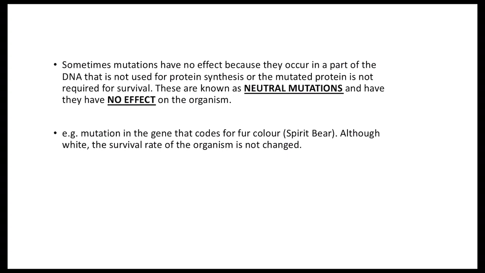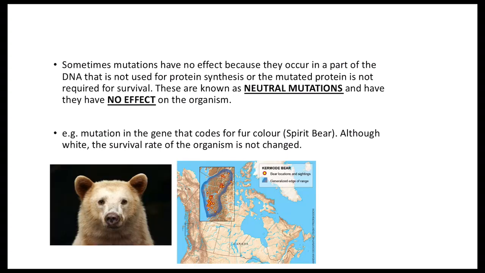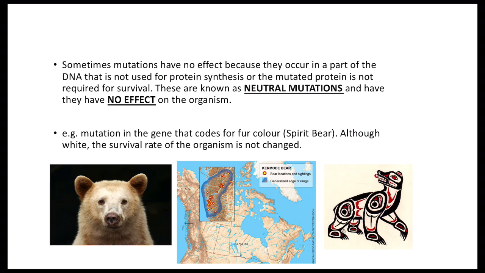So for example, a mutation in a gene that codes for fur color in the spirit bear. Although white, the survival rate of the organism is not changed. So for the spirit bear, instead of being a black bear, the spirit bear doesn't have the ability to make the proteins which result in black fur color, but this doesn't affect its survival rate. A big reason for this is that the bears are at the top of the food chain, obviously, versus something lower down in the food chain. They are omnivores, so their risk for death is pretty low.